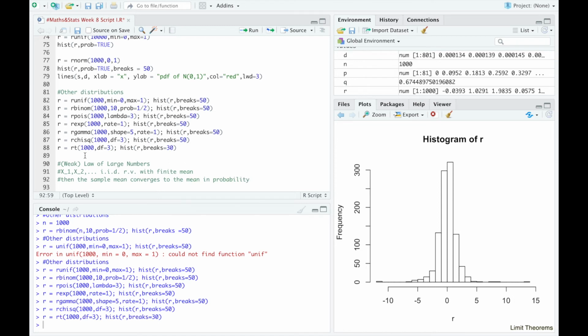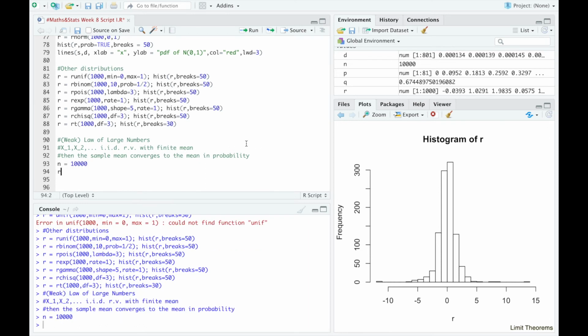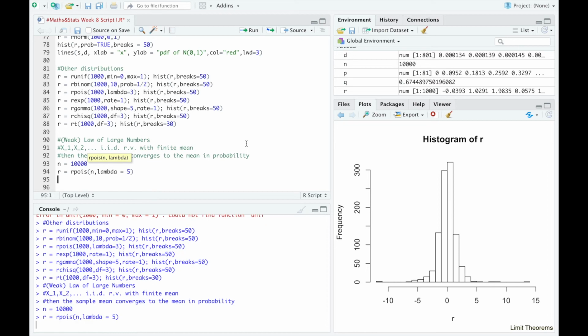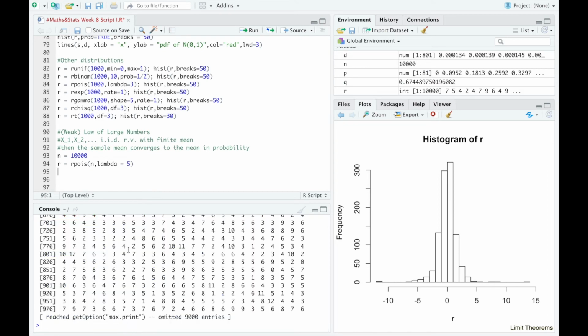Because in the weak law of large numbers we have this convergence in probability, let's take 10,000 samples from a Poisson distribution. So we've seen how to do this. So this will be n with lambda. Let's say that we have lambda equal 5 like before. So R is a vector with 10,000 samples from a Poisson distribution with parameter lambda.